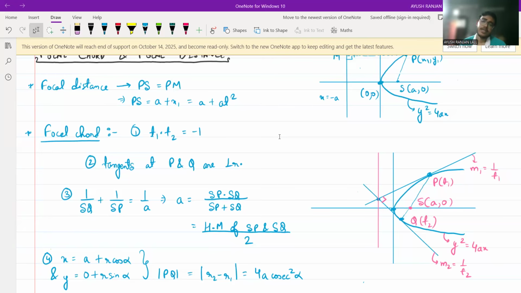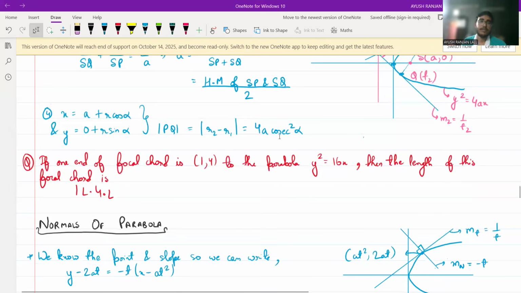Next, if they are intersecting at a point, what is the relation between them? Their relation is t1 into t2 is minus 1. Next, the tangents are automatically perpendicular. 1 by SP plus 1 by SQ is equal to 1 by a. Automatically, we'll get that a is equal to the harmonic mean of SP and SQ.